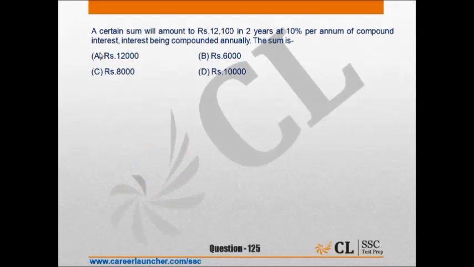The next question is, a certain sum will amount to rupees 12,100 in 2 years at 10% per annum of compound interest being compounded annually. The sum is, as the rate of interest is given as 10% and the time period is 2 years, therefore the total rate of interest for 2 years would be equal to 21%. As the combined interest is 21%, so our amount after 2 years will be equal to 121% of the principal. Now in the question, as the amount is given as 12100, therefore the principal would be rupees 10,000. So our correct answer is option D.